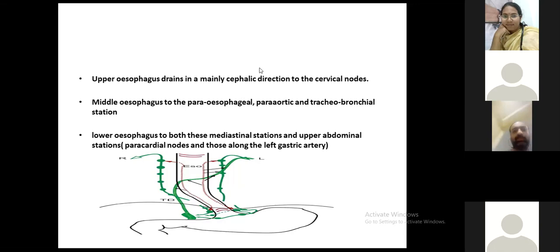They may be skip metastases, or they may be in continuity with the nodes along the trachea, paraesophageal, as mentioned, or the diaphragmatic nodes. Hence the importance of appropriate lymph node dissection. You should know about skip metastases, or it may be contiguous metastases from one area to the other. So the regional lymph nodes include both the neck nodes and the abdominal nodes, apart from the ones in the mediastinum and the paraesophageal region.